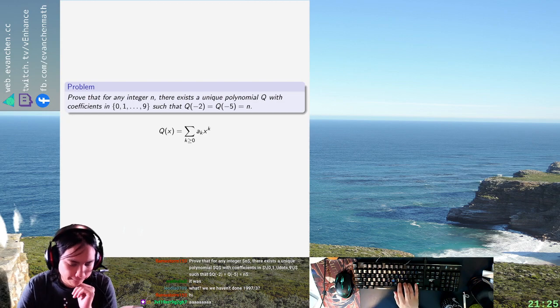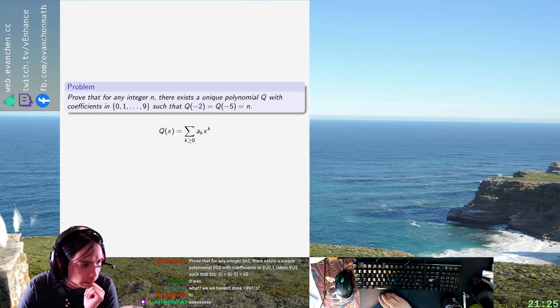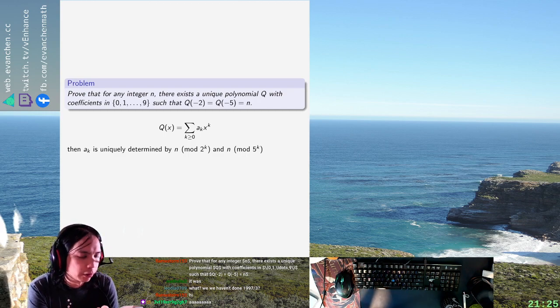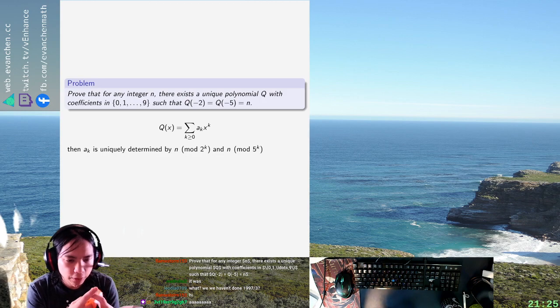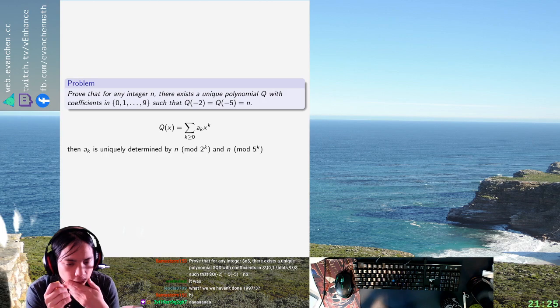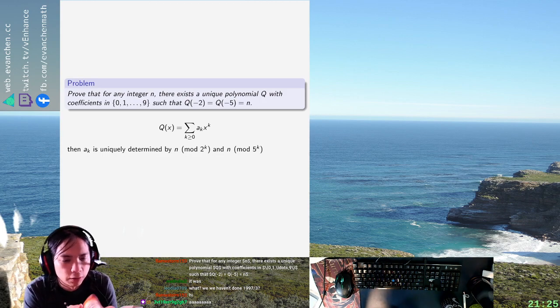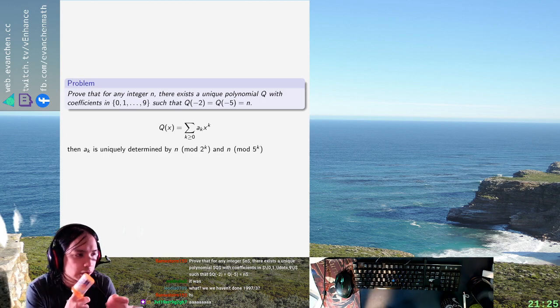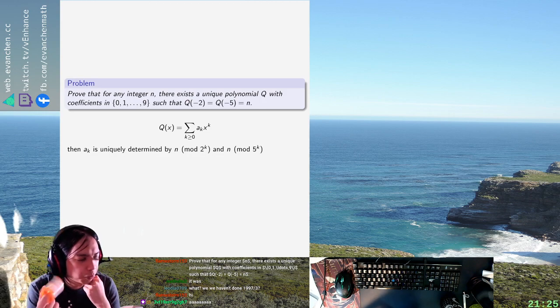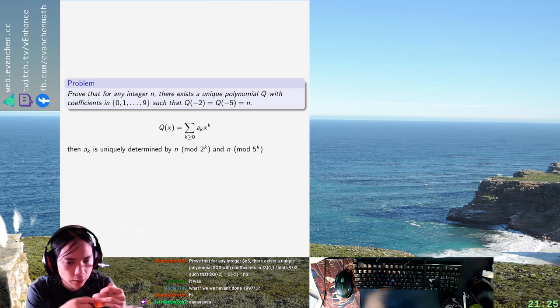So for example, if you know n mod 10, then you can work out what q(0) should be mod 2, and what q(0) should be mod 5, and consequently you determine the constant coefficient. The problem is that this is officially a formal series, and we would like to prove that it's actually finite, like it's supposed to terminate.